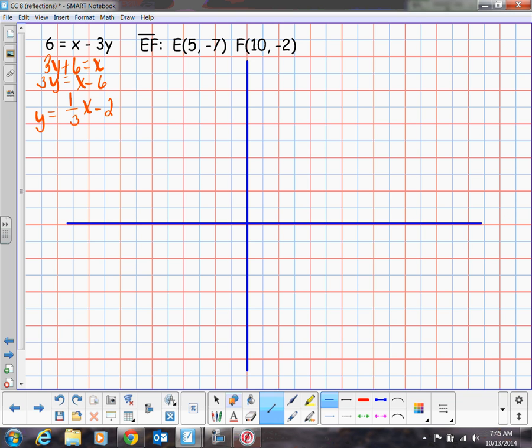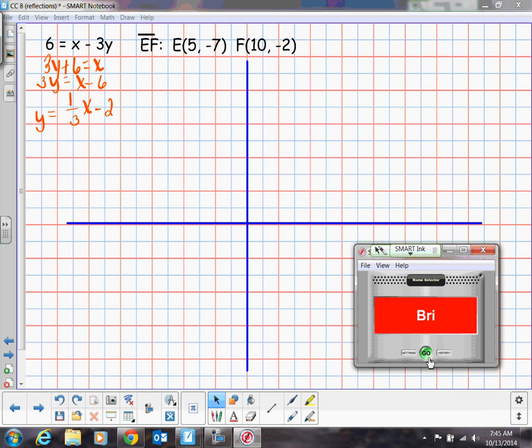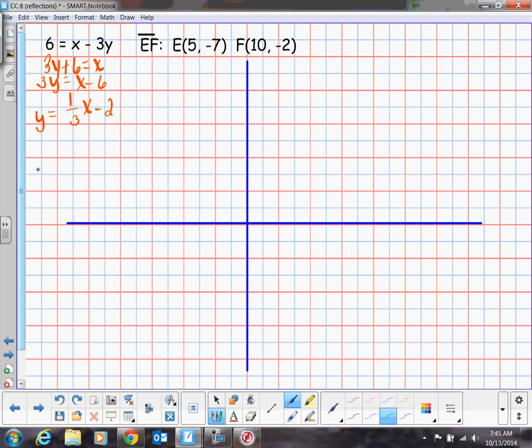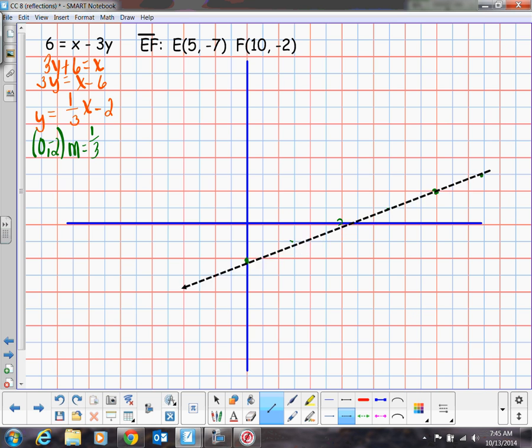All right, so what is the y-intercept? What is the slope for this line? Jennifer? Y-intercept is 0, -2, and the slope is 1/3. So we're going to go down 2, and then we're going to go up 1 over 3, up 1 over 3, up 1 over 3. I can't draw a straight line unless I do this a lot. All right, so here is my reflection line through these points.